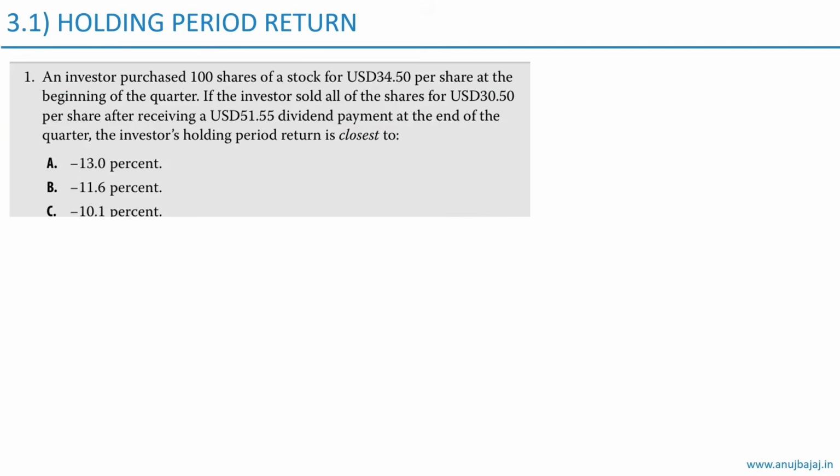Let us look at an example. An investor purchased 100 shares for $34.5 per share at the beginning of the quarter. If the investor sold all the shares for $30.5 per share after receiving a total of $51.55 as dividend at the end of the quarter, what is the investor's holding period return?